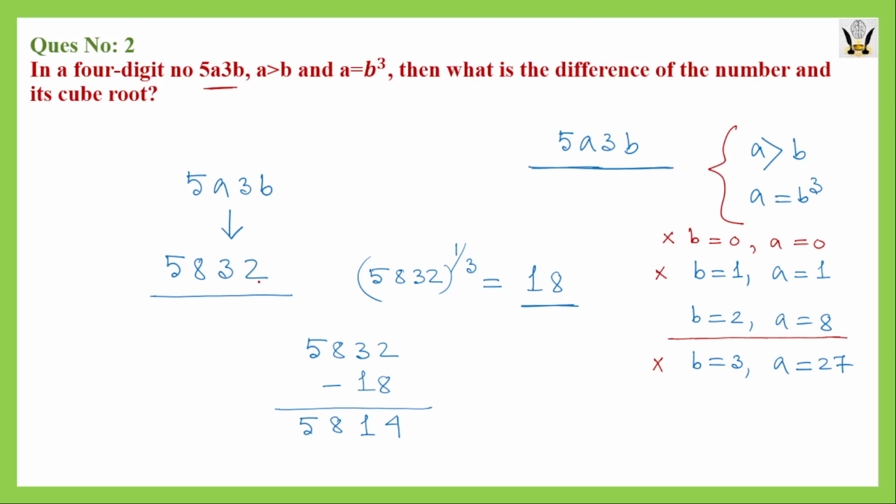So the number will be 5832 based on the values of A, B that we have calculated just now, and we need to find the difference of that number and its cube root. So the cube root of 5832 will be what? That is 18, and the difference of these two values will be 5814. So this is our final answer.